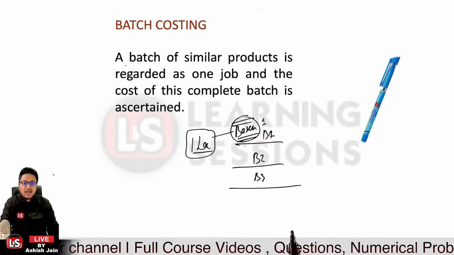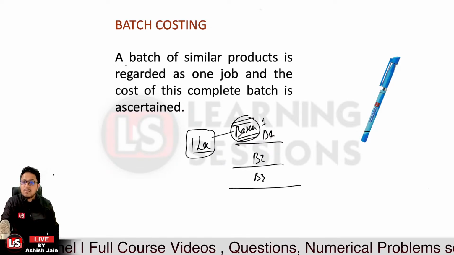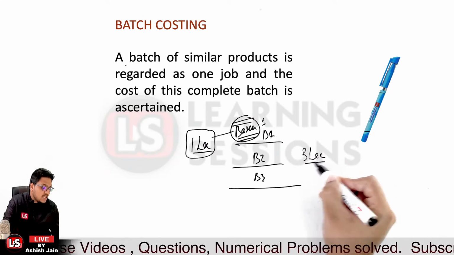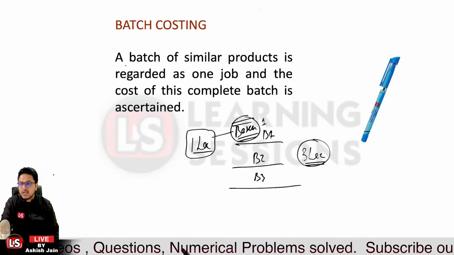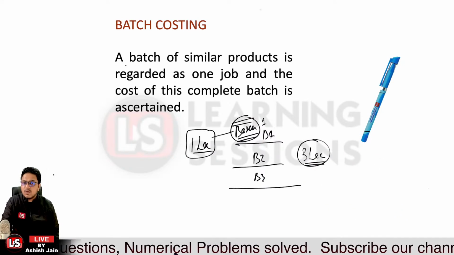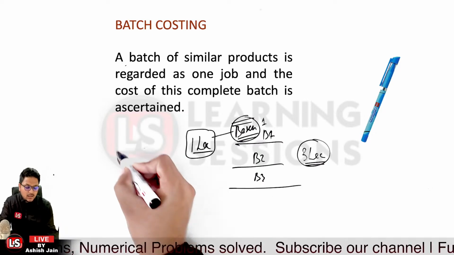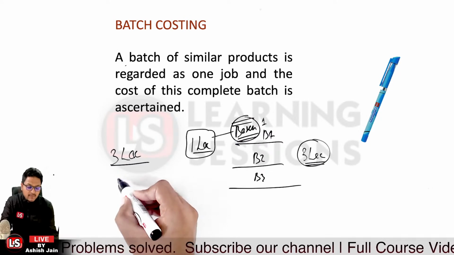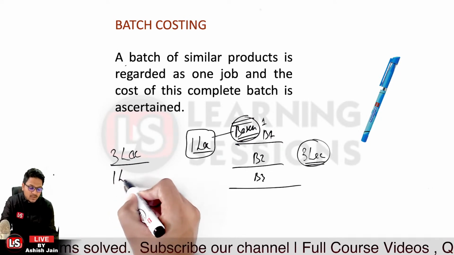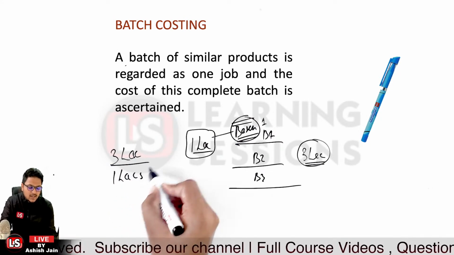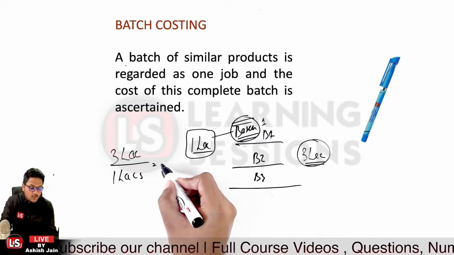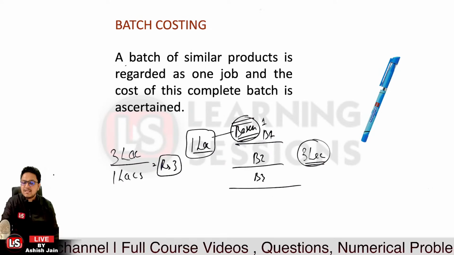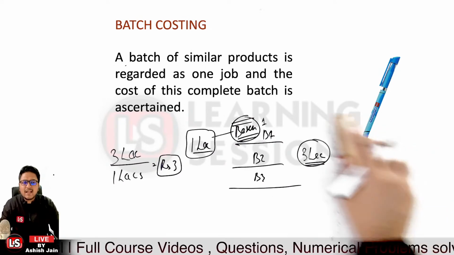If the total amount spent on the batch itself was 3 lakh rupees, for a single batch the amount spent was rupees 3 lakh. Now what will be the unit cost? It will be the total cost incurred on the batch divided by the number of units in the batch. That will be rupees 3. So the unit cost would be rupees 3 over here. Is that clear? That is the batch costing concept.